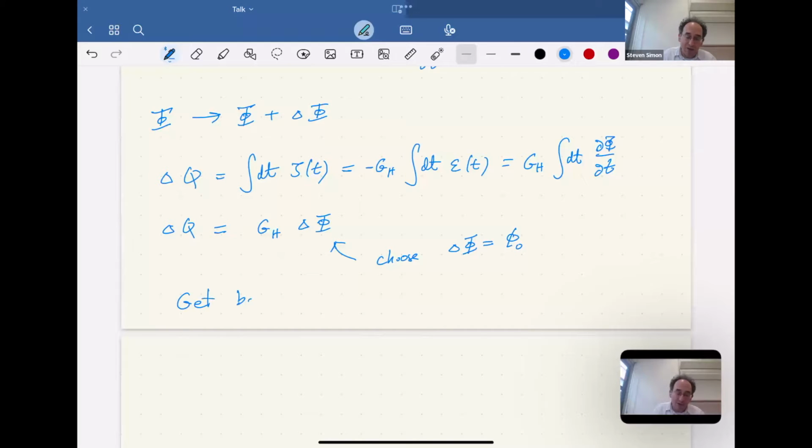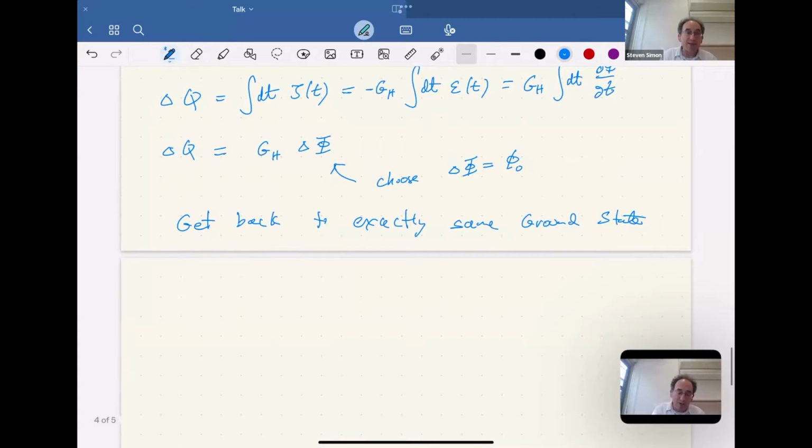So I get back to exactly the same ground state. That means the spectrum comes back to exactly the same spectrum that I started with, and the ground state goes back to exactly the same ground state. So the only thing that could have possibly happened in that process is that I could have transferred an integer number of electrons, we'll call that integer number p, from the inside of the system to the outside of the system. And that is then going to be GH times the flux quantum, like this.